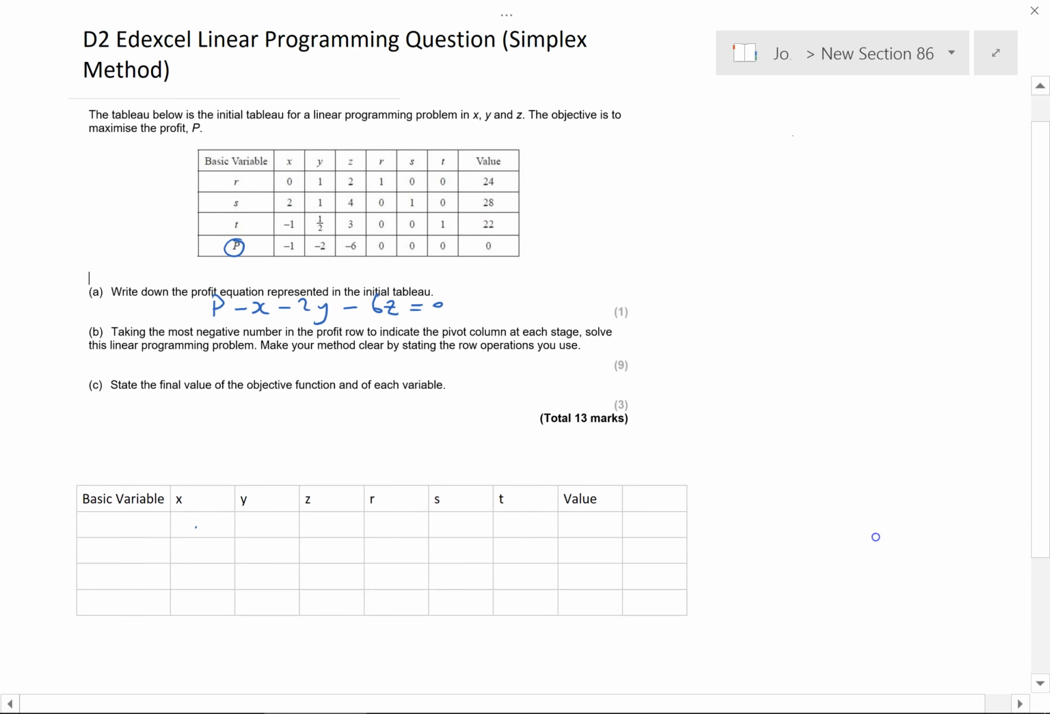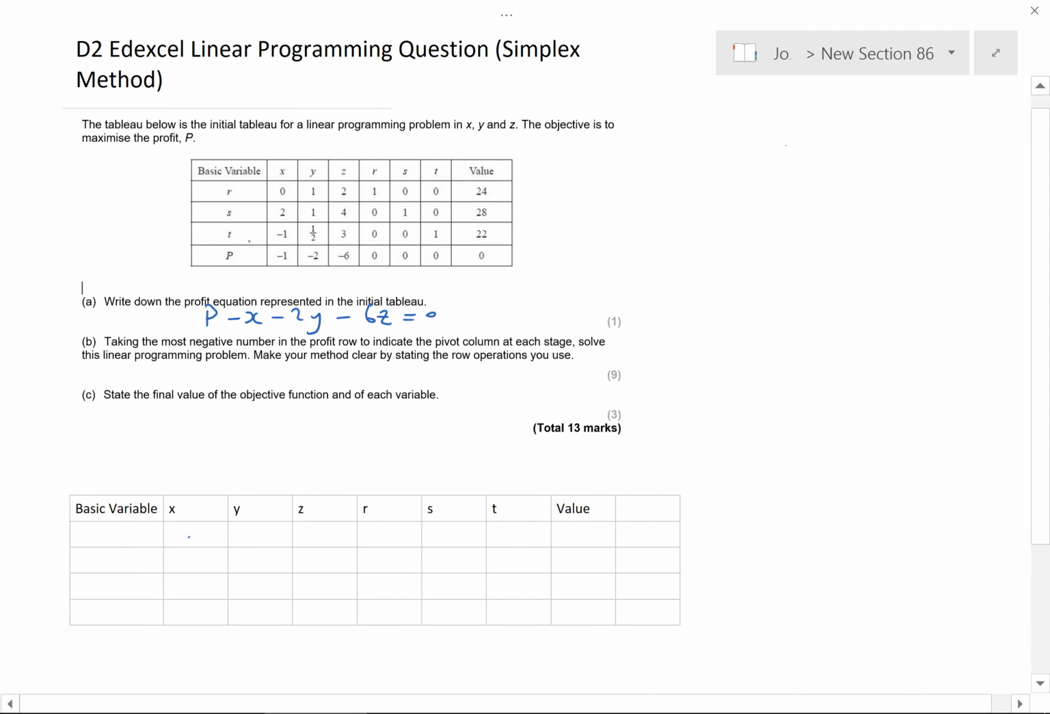Okay, so now it's telling us what to do. It's saying, taking the most negative number in the profit row to indicate the pivot column at each stage, solve the linear programming. So first of all, this is not optimum. We can see that because we've got a load of negatives here. If we can get a profit equation with all positives or no negatives, to be more precise, because it can be 0, then we've got an optimum solution. But here we've got lots of negatives, so it's definitely not optimum.